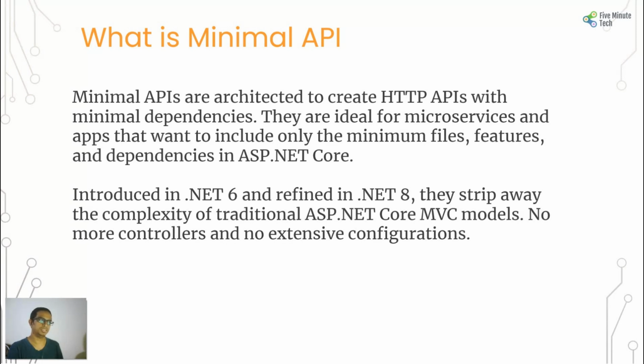In minimal APIs, it is architected to create HTTP APIs with minimum dependencies as compared to MVC. They're ideal for microservices apps that want to include only minimal files, features, and dependencies in ASP.NET Core. Now, this was introduced in .NET 6 and it was refined in .NET 8, which is the latest version, and they have removed the complexity of traditional ASP.NET Core MVC models. There are no more controllers and no extensive configurations are present.